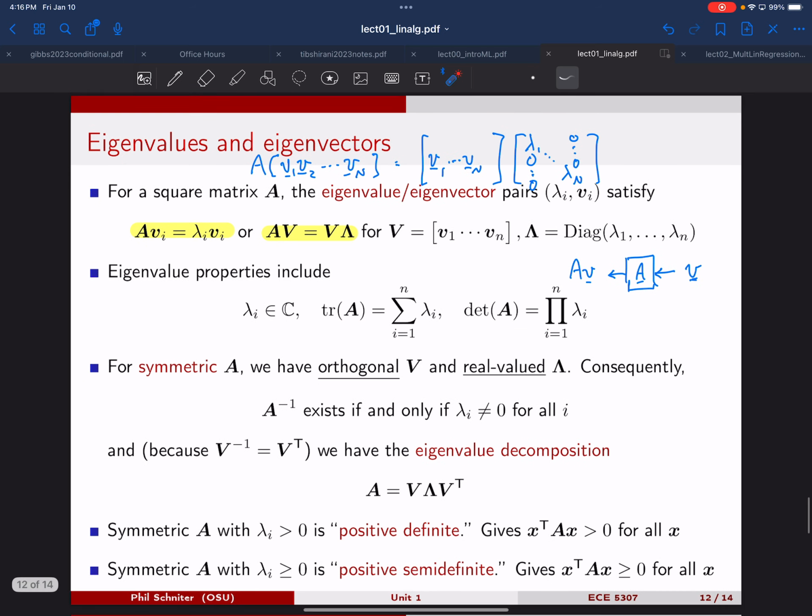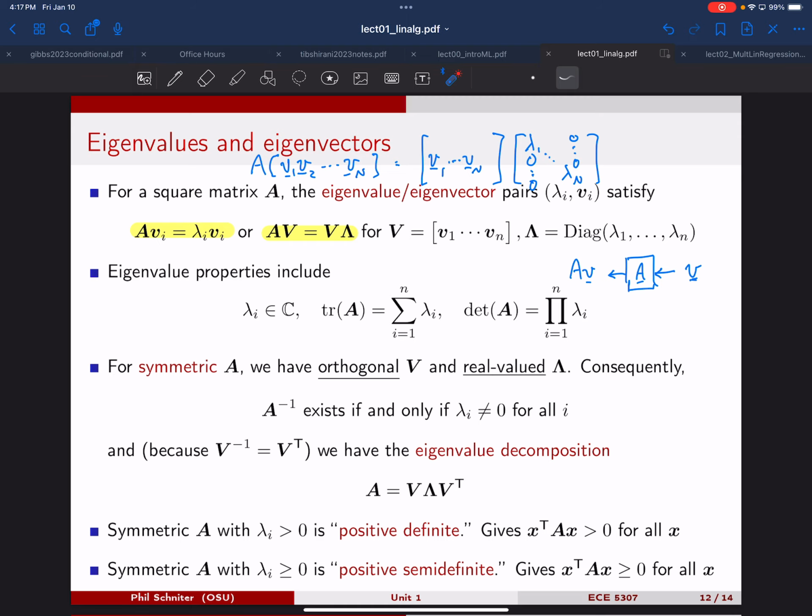Now, in the case that A is symmetric, a lot of nice things happen. First of all, the eigenvalues become real. And second of all, the eigenvector matrix becomes orthogonal. And if you remember with orthogonal matrices, one of the properties we have is that the inverse of V is just the transpose of V.